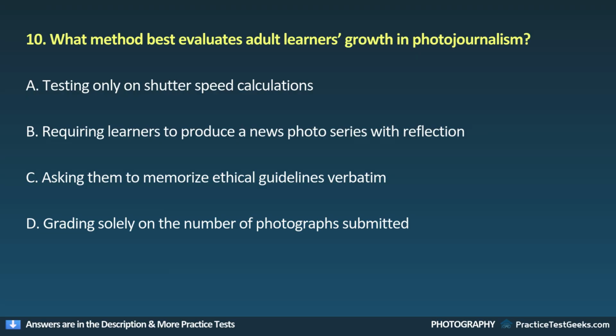10. What method best evaluates adult learners' growth in photojournalism? A. Testing only on shutter speed calculations. B. Requiring learners to produce a news photo series with reflection. C. Asking them to memorize ethical guidelines verbatim. D. Grading solely on the number of photographs submitted.